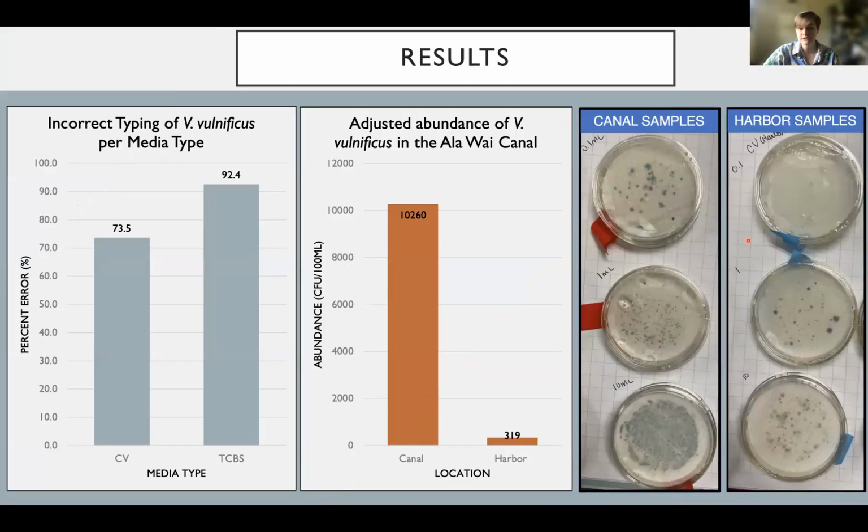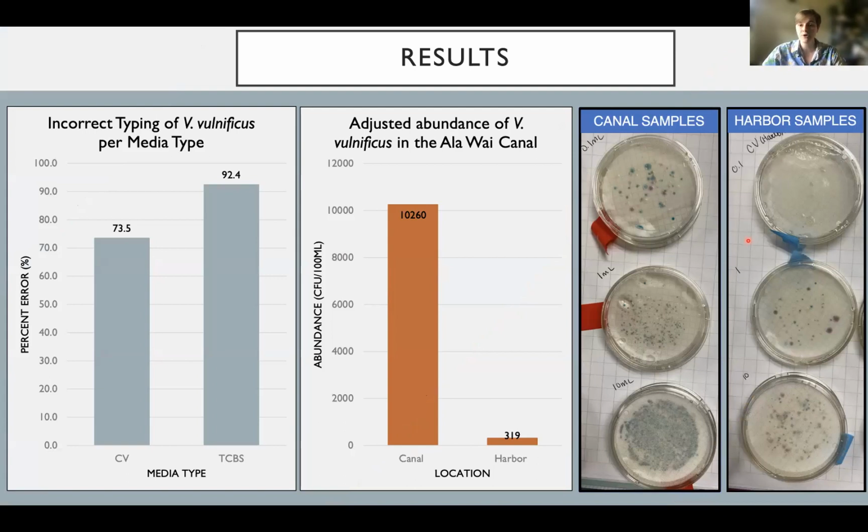So we got 2 sets of results from this experiment. The first was in relation to how correct was the first colony that we pulled from our filter plates. And what we found was if we pulled a blue colony from chrome agar first for further identification using the 2-plate method, we were more likely to get Vibrio vulnificus than if we pulled a green colony from TCBS.